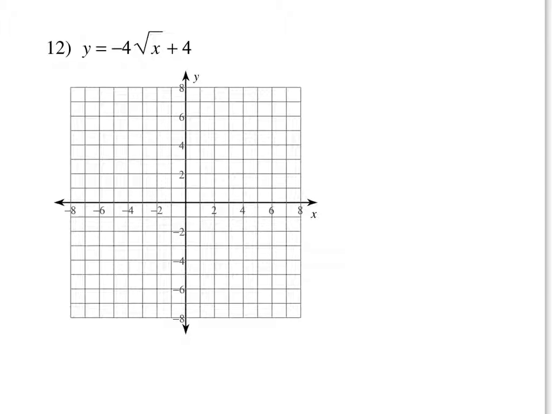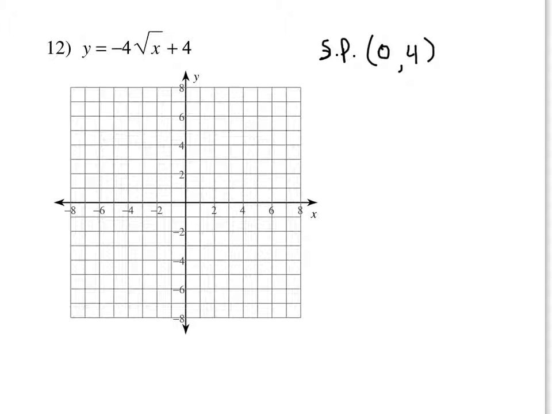Okay, number 12, we're dealing with a square root function here. So first thing we need to do is, again, find your starting point, which is the same as finding your vertex for an absolute value function. So where would our starting point be? Say it again, please. 0, 4. It's the exact same as finding the vertex of an absolute value.